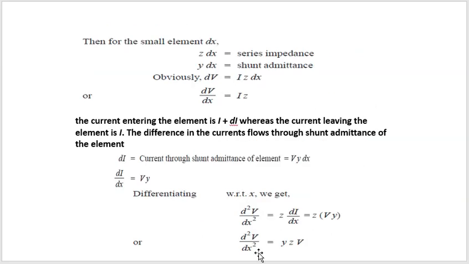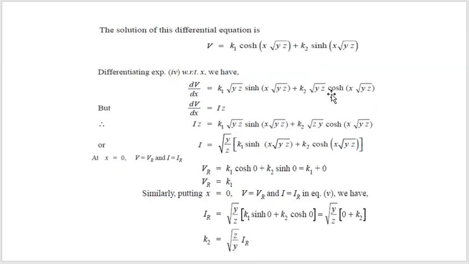Now this is a second order differential equation, and the solution of this differential equation is this equation, where V is equal to K1 cosh(x√(yz)) plus K2 sinh(x√(yz)). Now we have to differentiate this equation with respect to x.